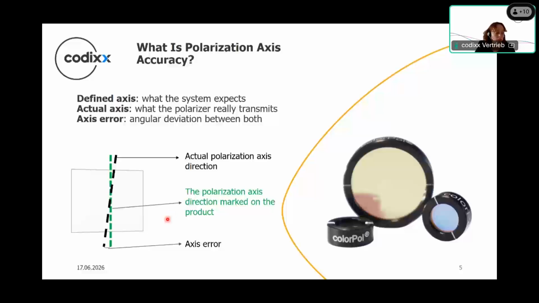But there can always be an axis error, which defines the angle between the marked polarization and the actual polarization axis, which could be slightly different from the one that is marked. And this is a problem because if the reference is wrong, the system may calculate, measure, or calibrate based on a slightly wrong assumption. So the axis is not just a visual marking, it's an optical reference which is used by the whole system.